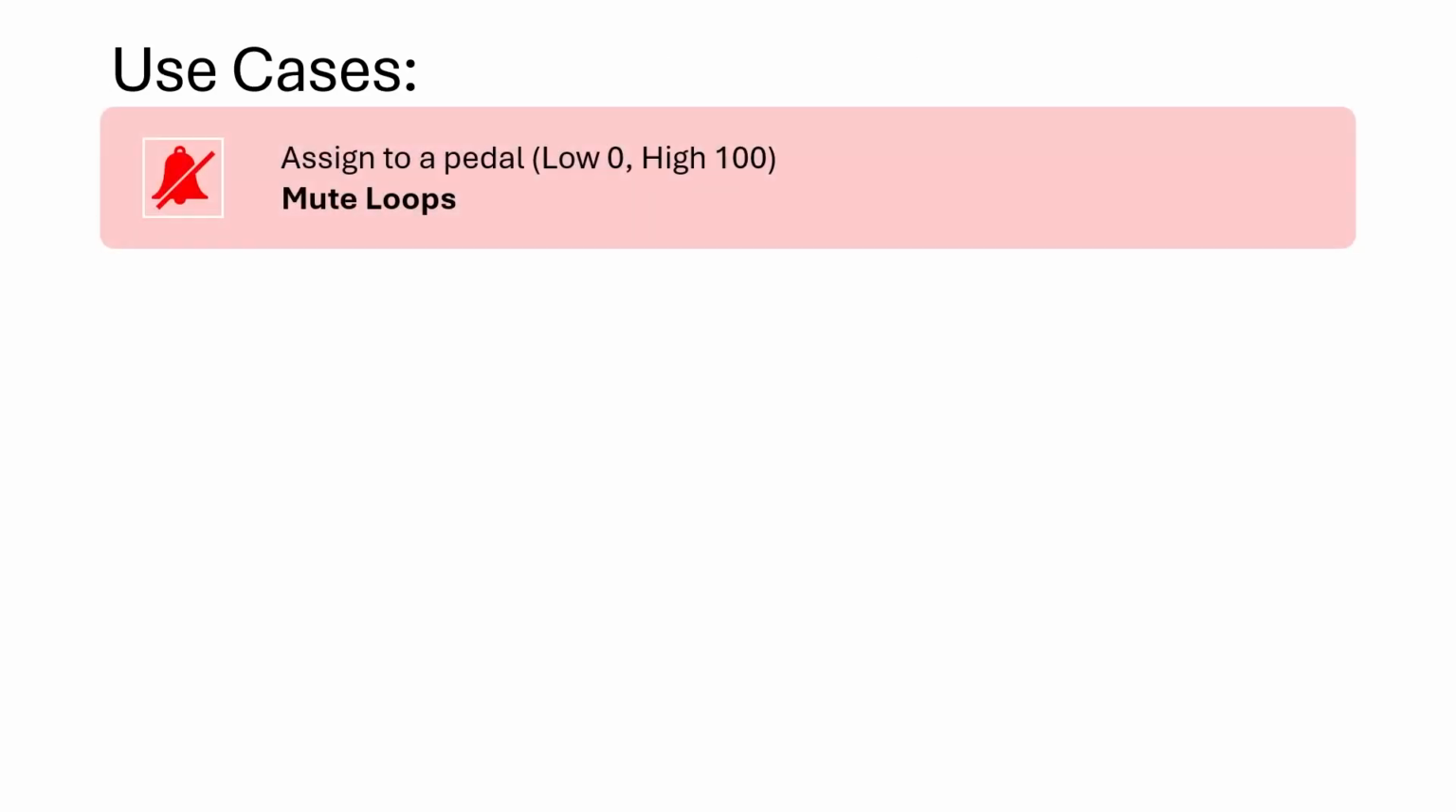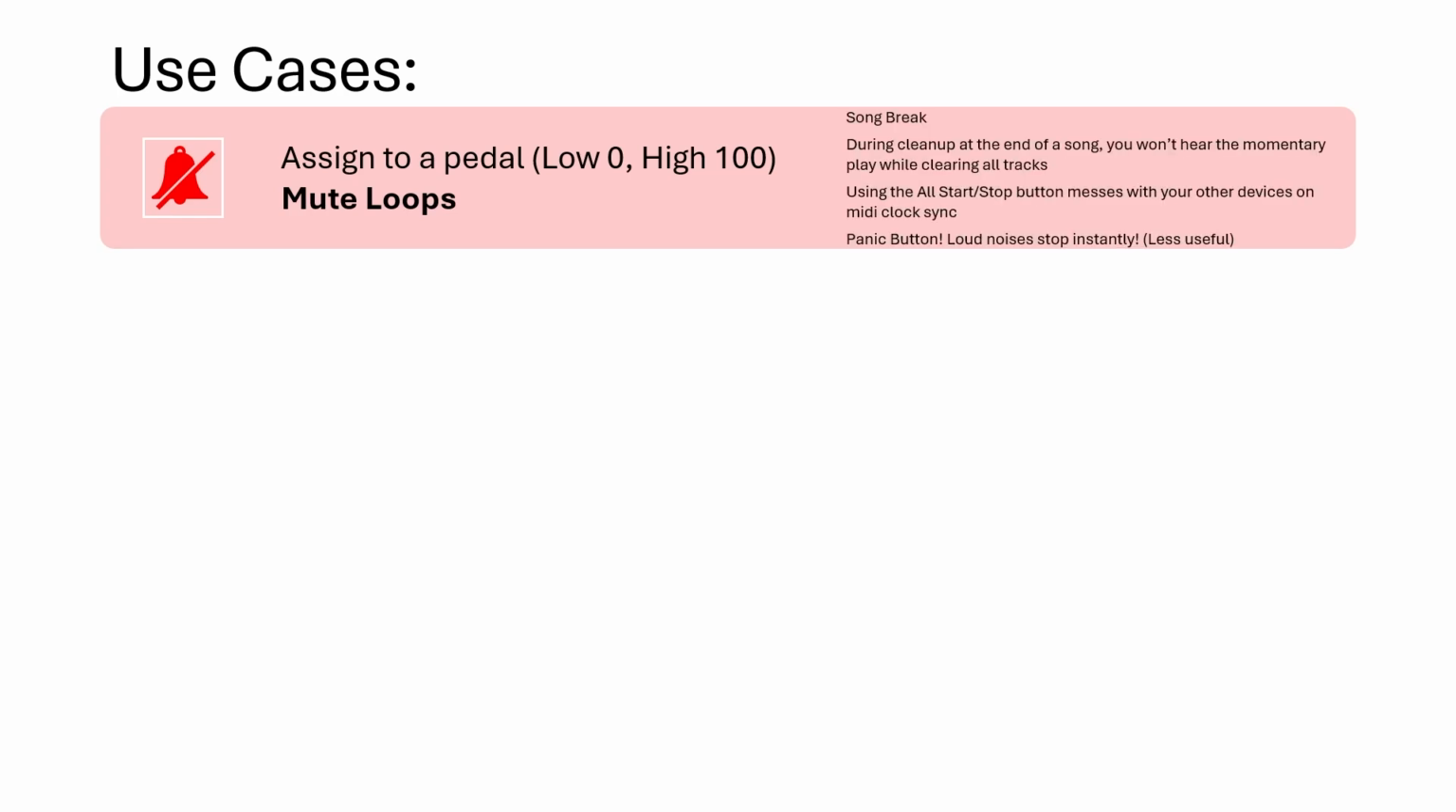All right, first off, you could assign it to a pedal. You could say low is 0 and high is 100, and that's effectively going to be muting your loops. There might be an edge case where some of you are using the all start stop button to talk to other devices on MIDI, and sometimes that might be screwing things up. So instead of doing song breaks with all start stop, you could do song breaks with the loop level.